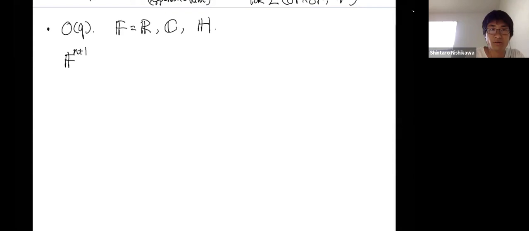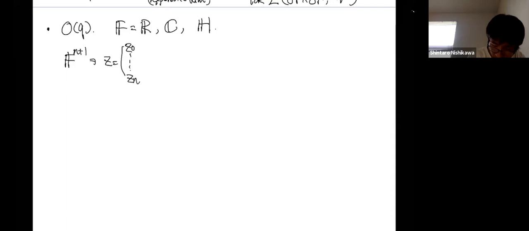Okay, so I want to define the group Sp(n,1). And for now, just for fun, I'm going to let F be the field of real numbers, complex numbers, or quaternions. And we define F^(n+1) to be a right F vector space. So the elements here I regard as column vectors with n+1 entries. So this is a right F vector space.